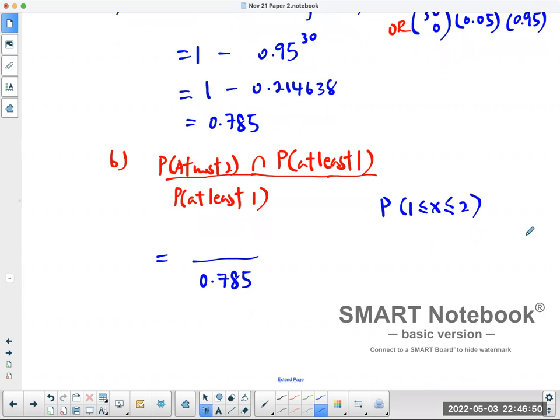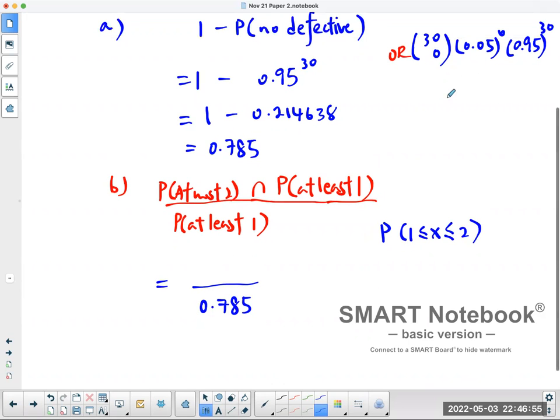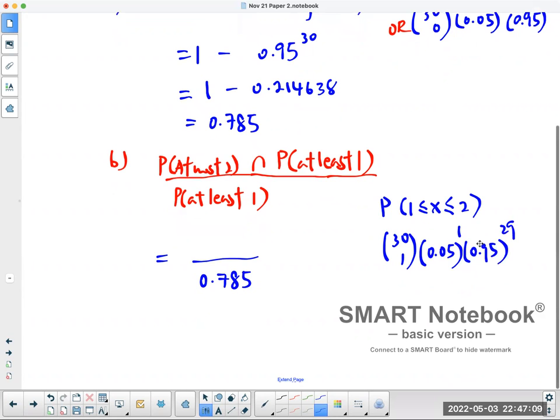So you can do it a number of ways. You can do the binomial probability here separately, like 30 choose 1. So that would be 1 defective. 0.05 to the power 1, 0.95 to the power of 29. And then you add 30 choose 2. So now that's 2 being defective. Okay, so that's one way of dealing with this particular question.